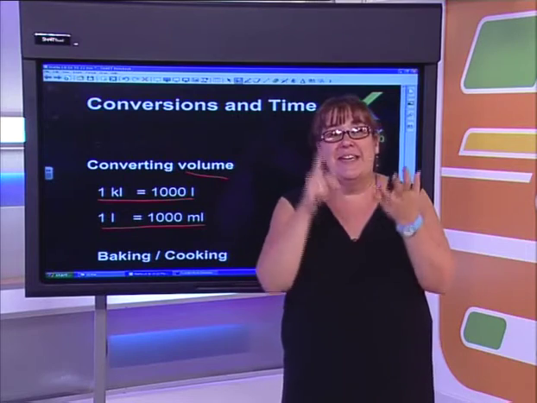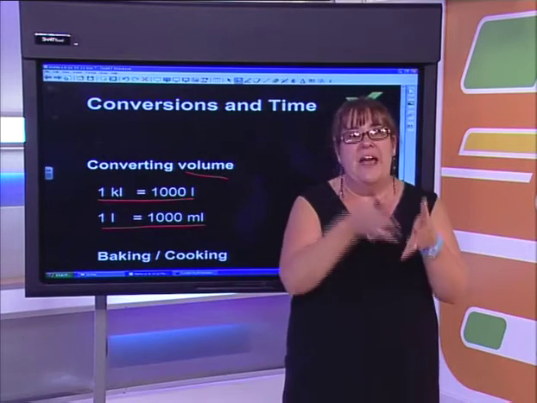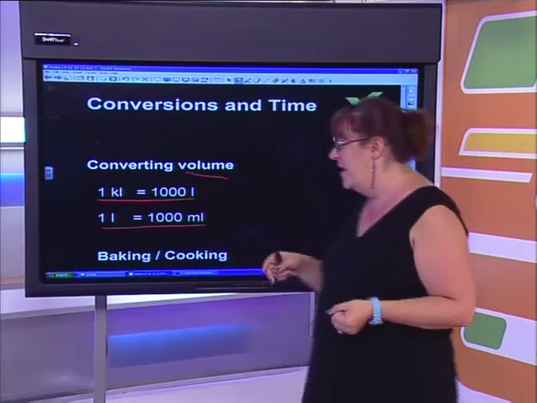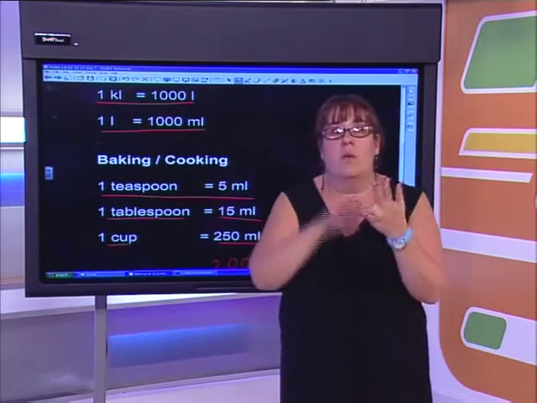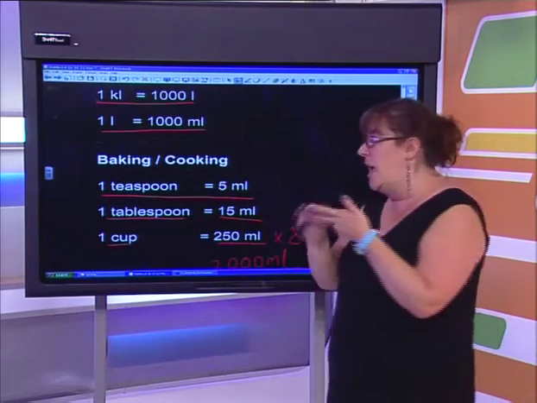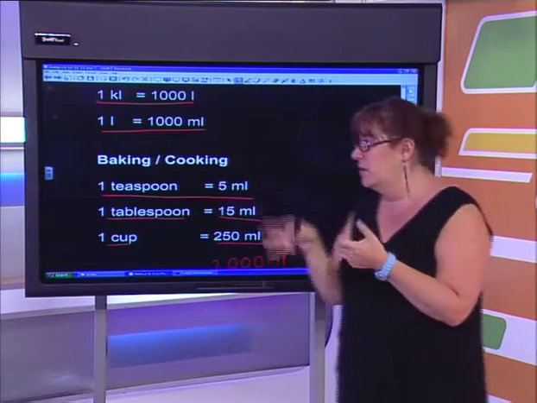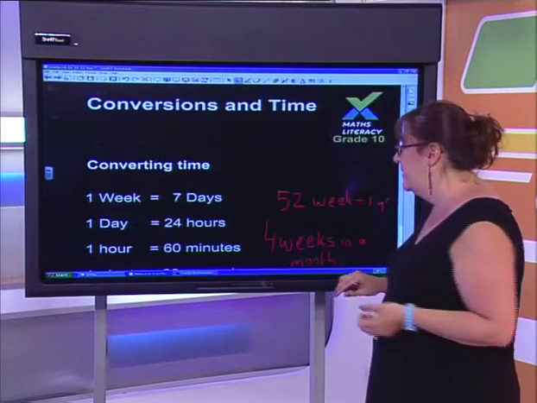Liters, we've got 1,000 milliliters in a liter, and 1,000 liters in a kiloliter. Okay? And our baking conversions, we've got 1 teaspoon is 5 mL, 1 tablespoon is 15 mL, and 1 cup is 250 mL. So that we'll probably use later in a question.